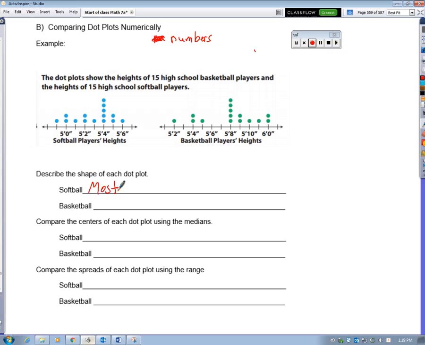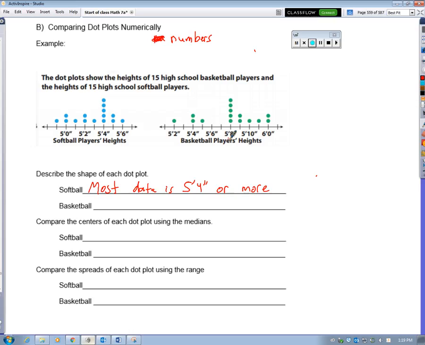So to describe it more using numbers, we will say most data is 5 feet 4 inches or more. Okay, it puts some numbers to it instead of just the shape of the dot plot.